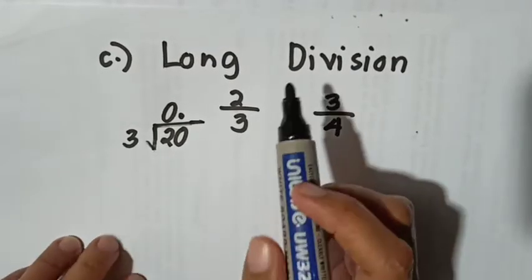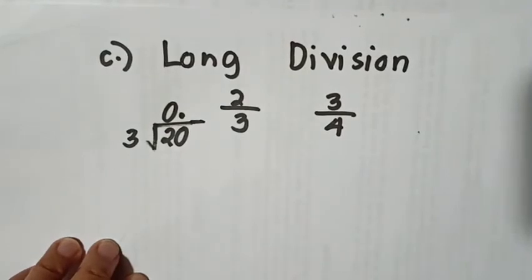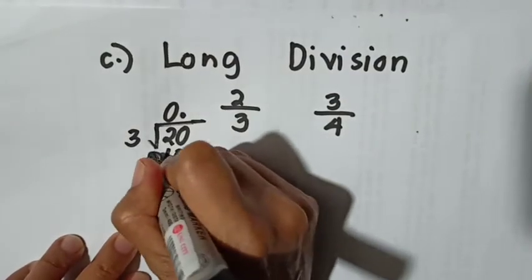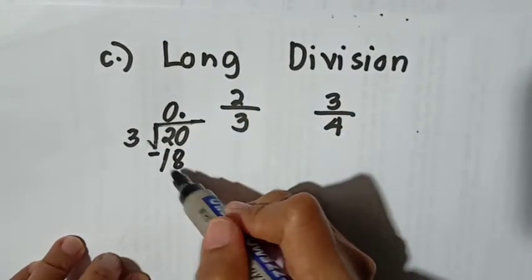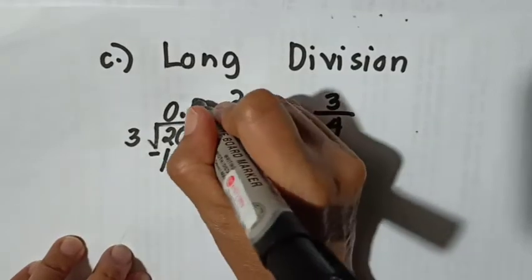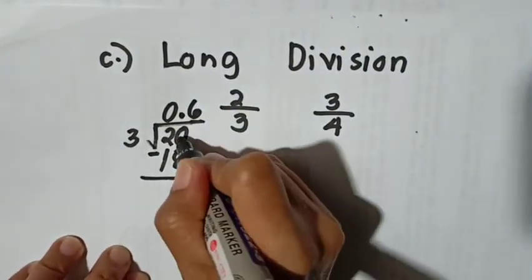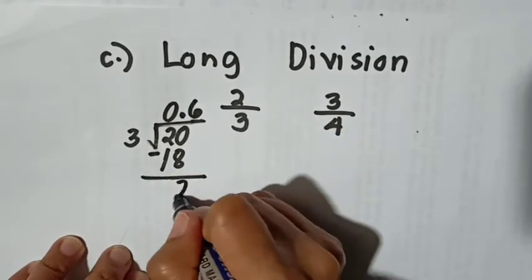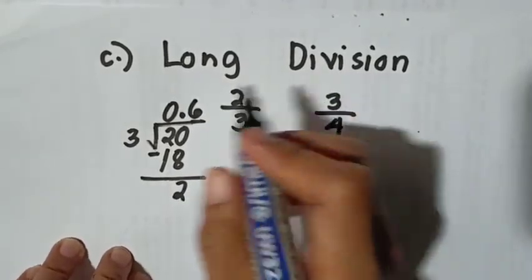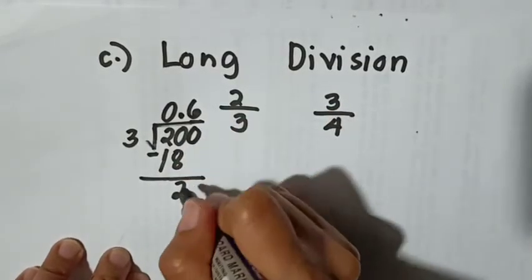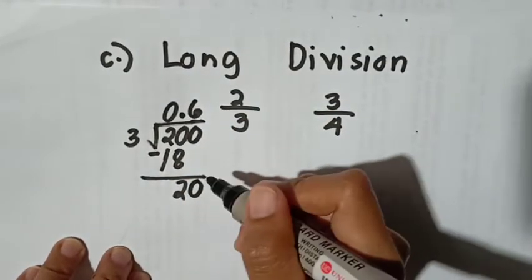Let's try to skip count. 3, 6, 9, 12, 15, 18. Oh, it's 18. Let's write 18 here, because when you divide 18 by 3, it's 6. Okay? And then subtract: 20 minus 18 is 2. Put another 0, and of course, bring down 0.